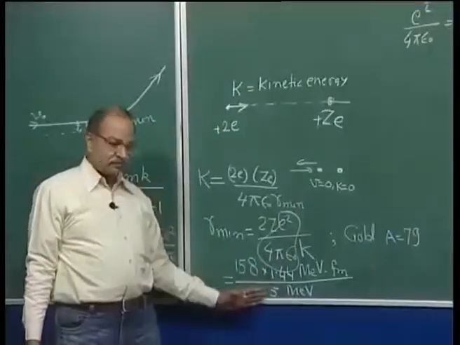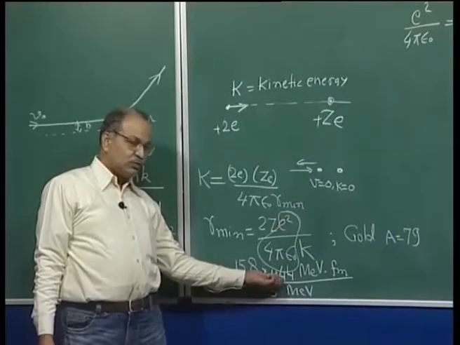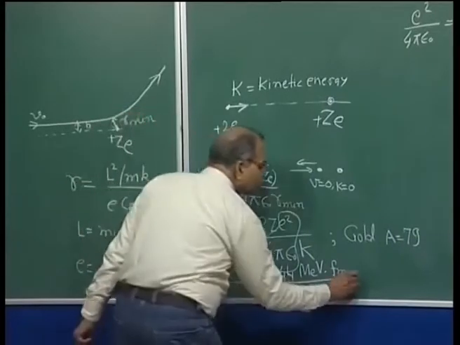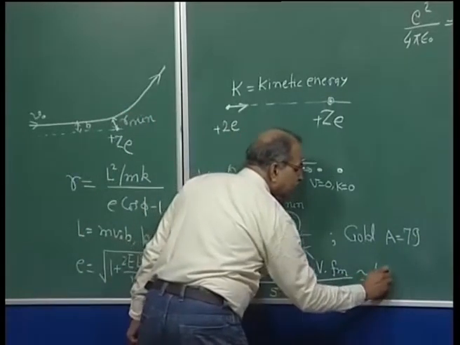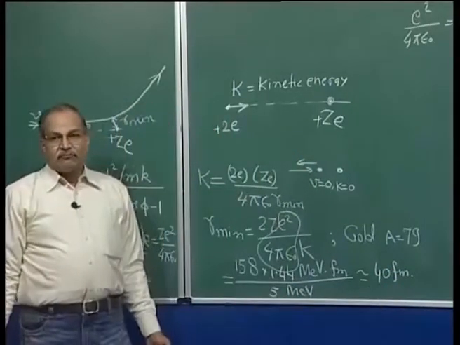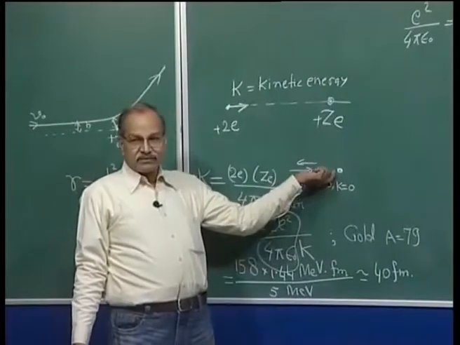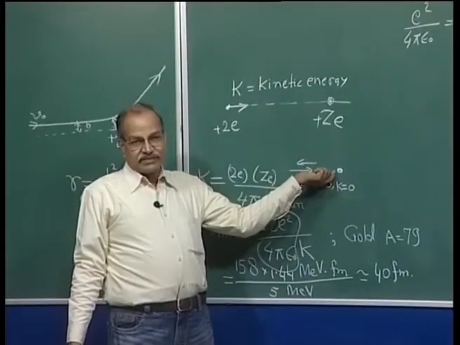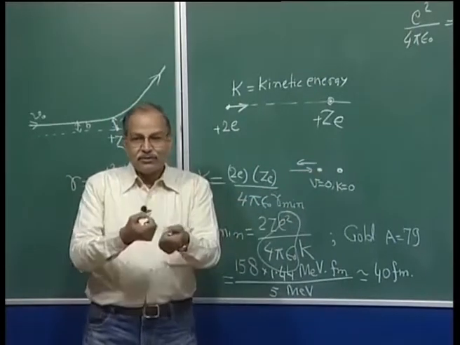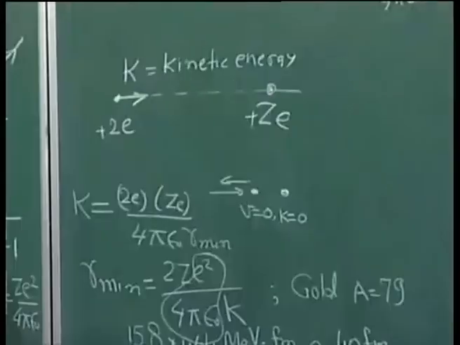So 150 by 5 will be 30, and then into 1.4 will be 43 or so. So, this is somewhere around 40 to 50 femtometers. Now, 40 to 50 femtometers is a large separation. Nuclear forces do not operate there, nuclear forces operate only when you go into 1 femtometer or so. So, it is fine.